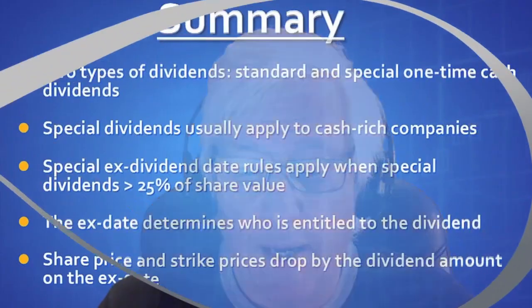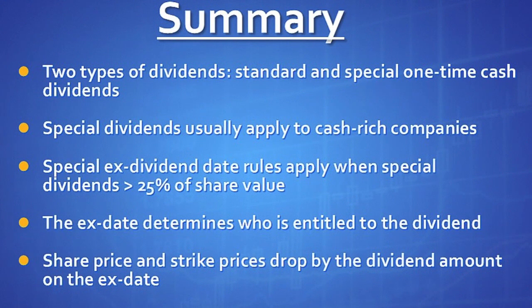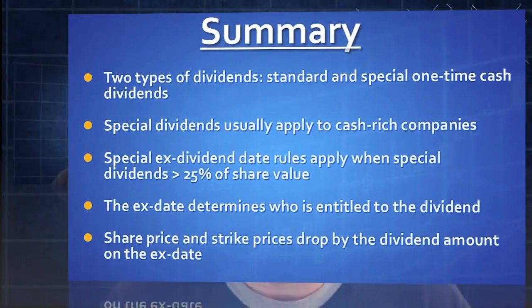So let's summarize. There are two types of dividends that can be distributed by a corporation: the standard and the special one-time cash dividends. Special dividends apply to companies that have a lot of extra cash. And the ex-date may have different rules if the amount of the dividend is greater than 25% of the value of one share of stock. And that means the ex-dividend date will actually determine who receives the dividend. Whether it's prior to the record date or after the record date, everything is determined by the ex-dividend date. And of course, share value and strike price will decline by the amount of the dividend to be distributed.